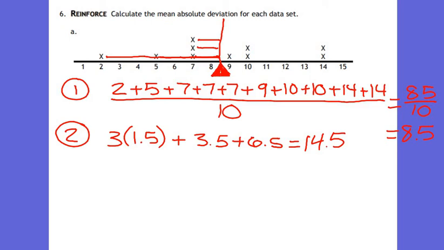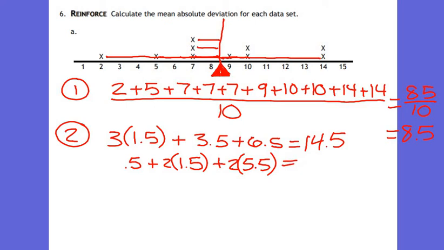Looking at the right side, this 5, what's his distance away? 0.5. Then I have a 10. How far away is he? 1.5. But there are 2 people sitting on 10. So times 2. Then I have the guys over here on 14. How far are they? 5.5. How many of those guys do I have? 2. So I need to see what this side weighs.